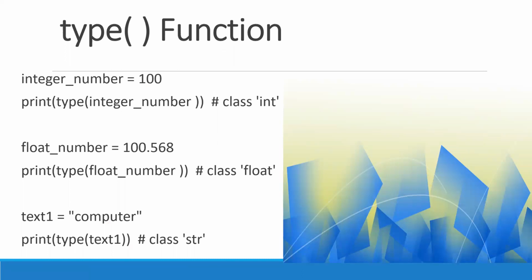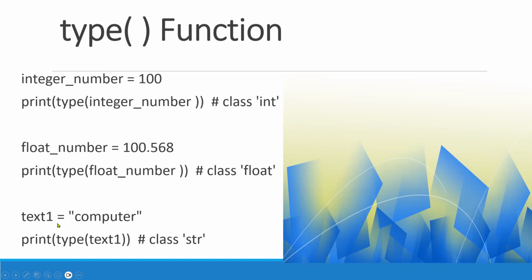Here, we have some examples. If we assign 100 to the variable integer_number, and we want to find the type of this variable, Python will return us the integer data type. If we assign this number to float_number, and we want to find the type of float_number, the class, the type that will be returned is a float, because this is a number with decimal places.